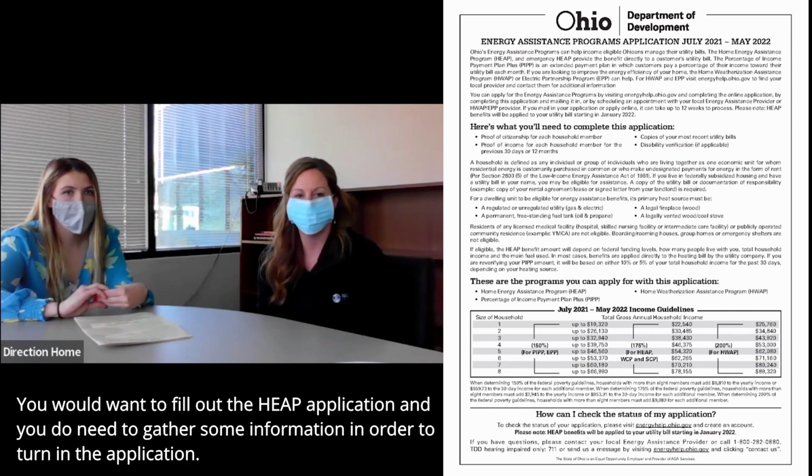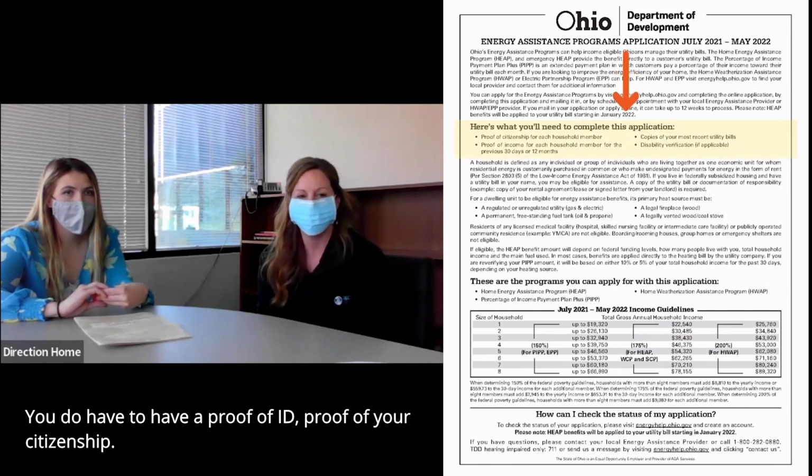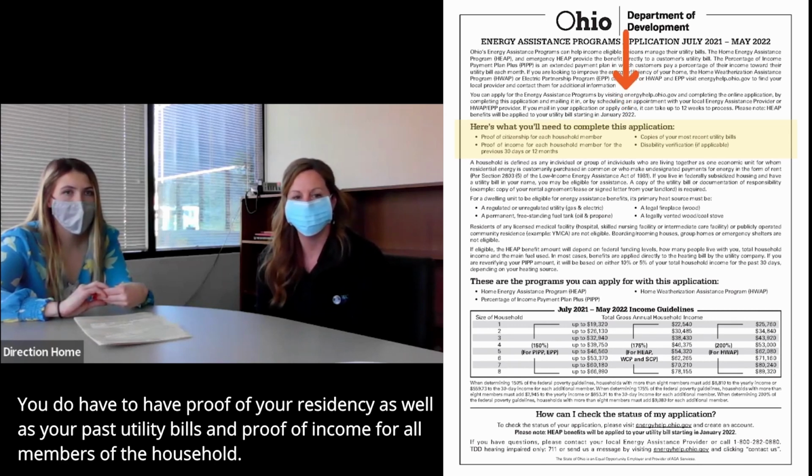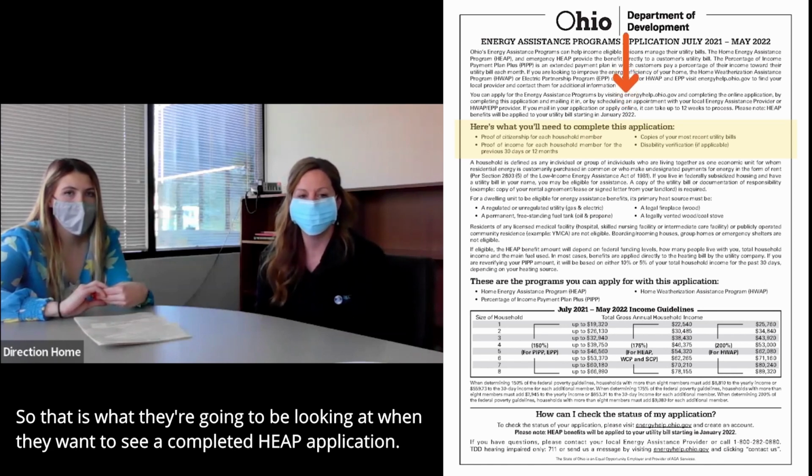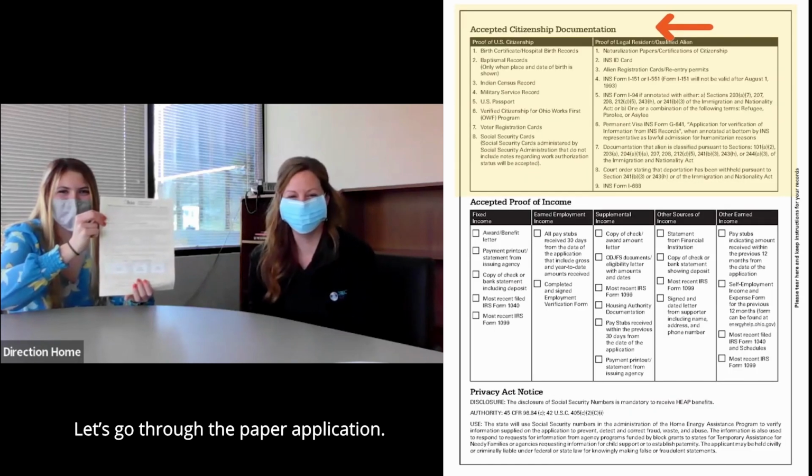You would want to fill out the HEAP application, and you do need to gather some information in order to turn in the application. You do have to have a proof of ID, proof of your citizenship. You do have to have proof of your residency, as well as your past utility bills, and proof of income for all members of the household. So that is what they're going to be looking at when they want to see a completed HEAP application. Let's go through the paper application.